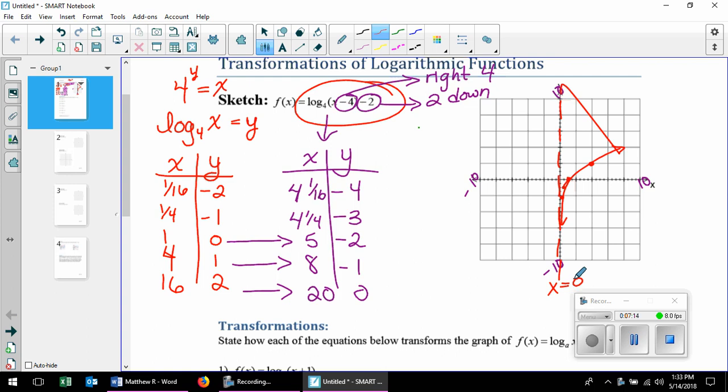Okay? So that means our asymptote will shift with anything that happens to the x. I don't care about the y anymore. The y only matters for exponential graphs. Now it's what's happening to the x. So we moved 4 units right. So what's going to happen to my asymptote? It's also going to move 4 units right. So now my asymptote is here.